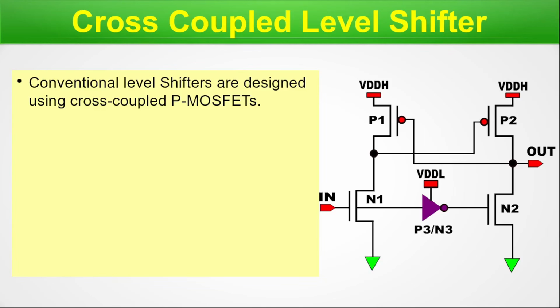So here is a circuit diagram of a cross-coupled level shifter. The circuit diagram is very easy to understand. There are two sets of CMOS here, on the right-hand side column and the left-hand side column. And you can see the connections very neatly in this diagram. So let's proceed with the description.